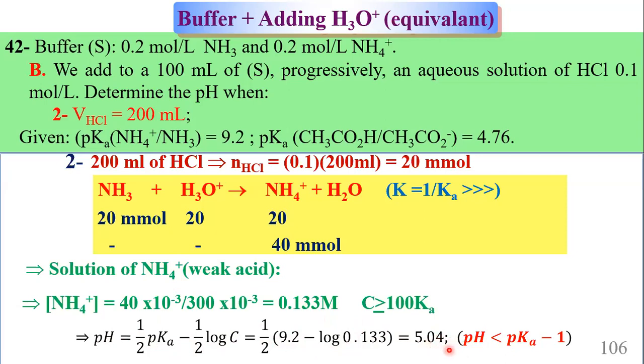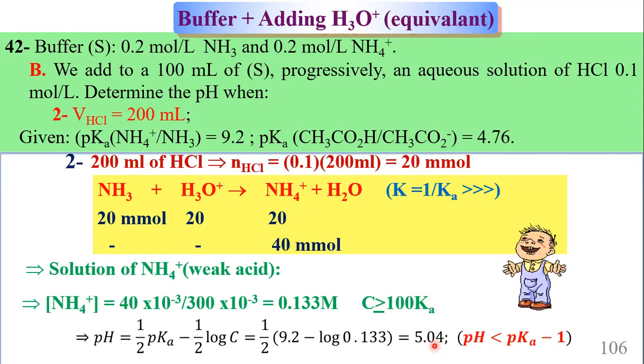Of course, you can check this and see that this pH is less than pKa minus 1, which confirms that this is the correct equation to use. This is indeed a pH value less than pKa minus 1. The pH happens to be 5.04. Try this on your own, get a piece of paper and pen and try it. If you don't do that, trust me, just watching the videos is useless.